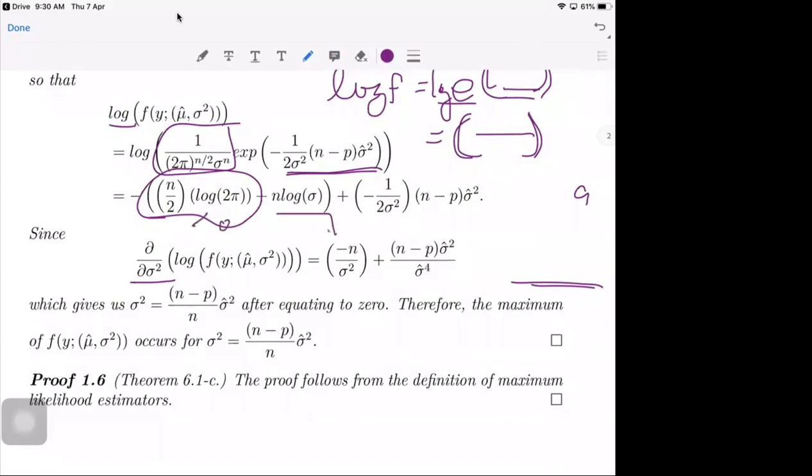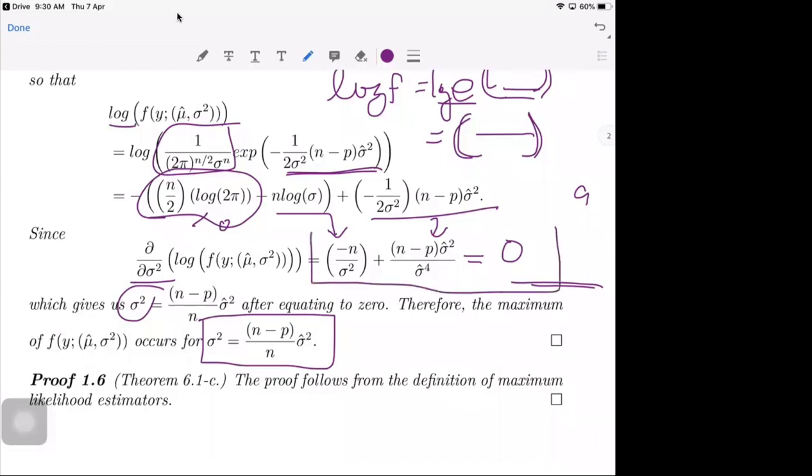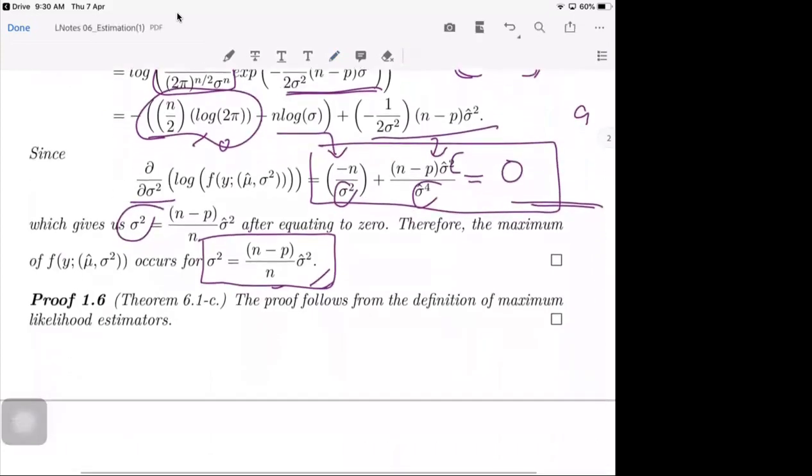So what remains is this, that is the derivative with respect to sigma squared, and this is the derivative with respect to sigma squared. And then you equate this to 0 and solve for sigma, and an estimate of sigma squared will be equal to n minus p over n times sigma squared. So you just isolate the terms here, sigma, and get the final answer.